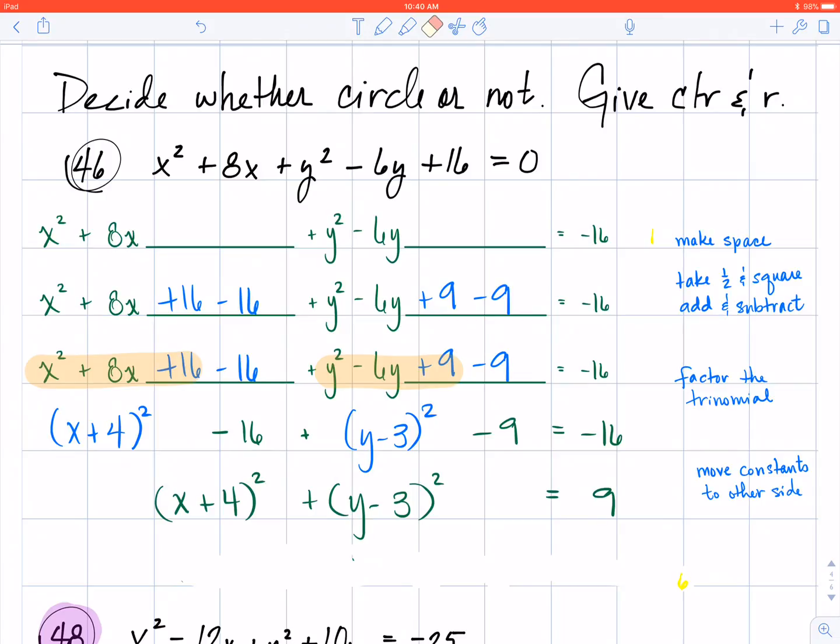So the direction said to decide whether or not it's a circle. And I can tell that, yes, this is a circle. The reason is I have a center and I have a radius. My center is going to occur at (-4, 3), because that's my h and my k. Remember that from my standard equation, my h and my k. And then my radius is going to be 3 because remember this number here is r squared.